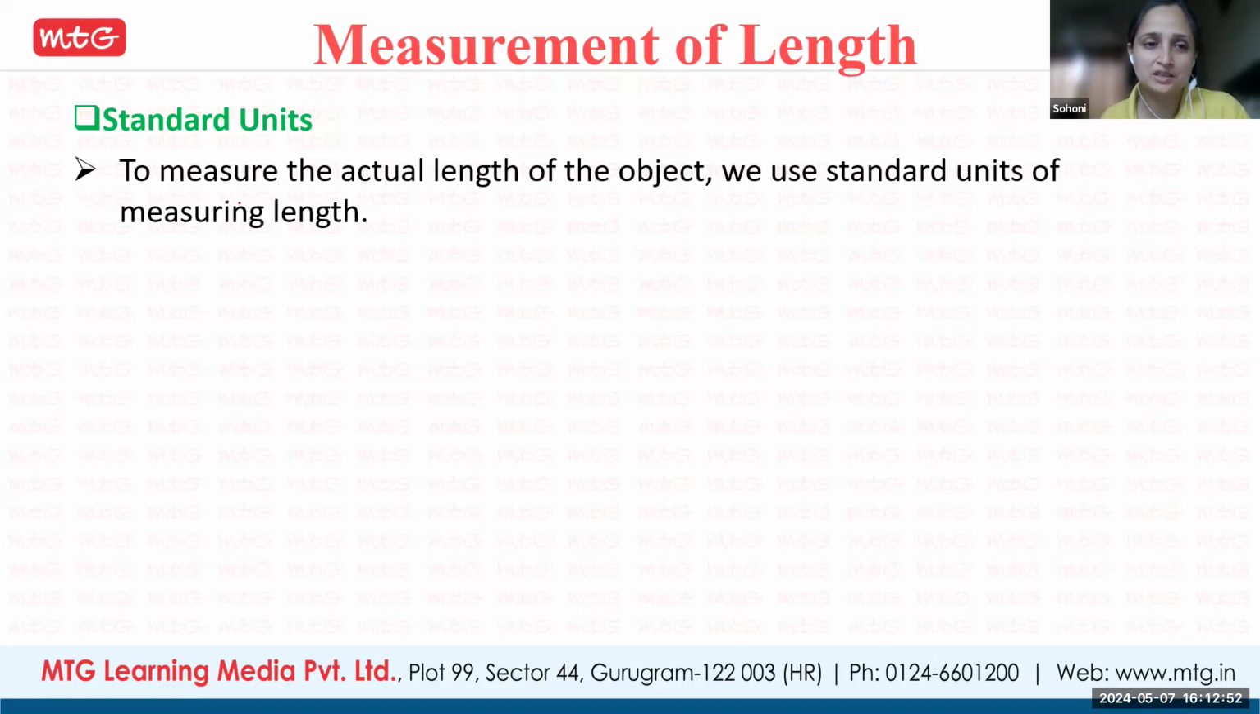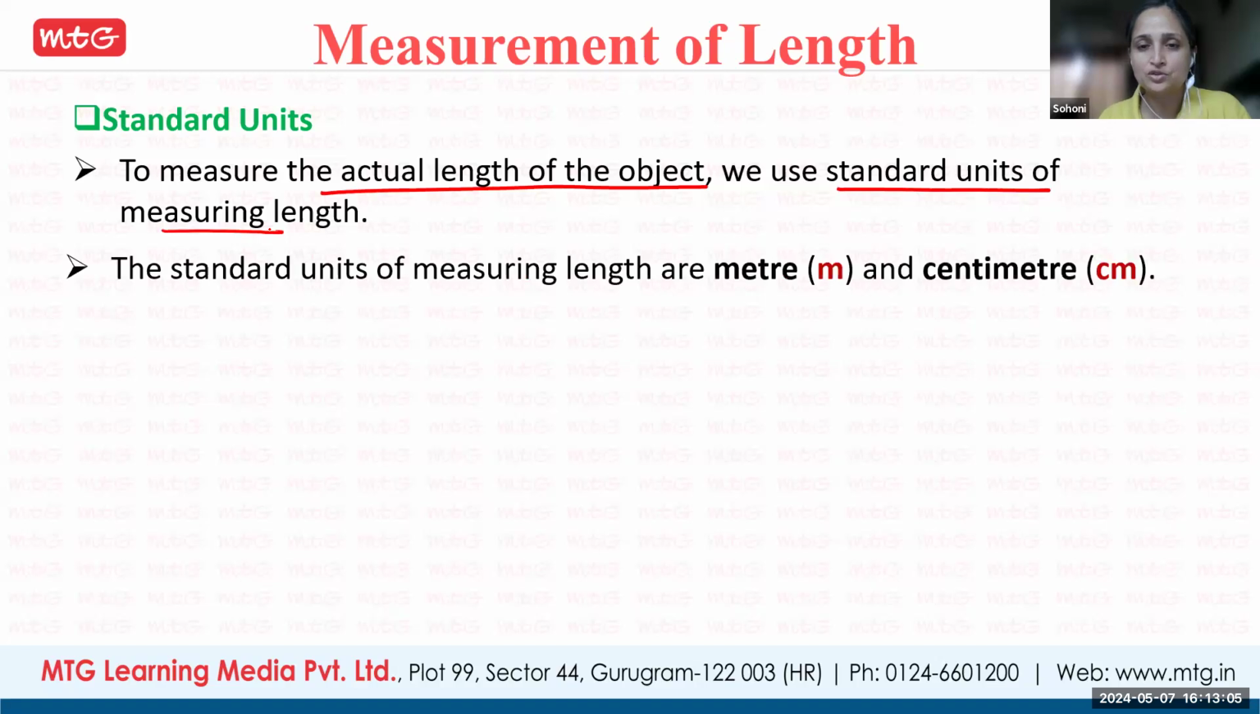So standard units are to measure the actual length of the object. What is the actual length we have to find? That we can find using standard units only. So the standard units of measuring length are meter and centimeter. Meter we represent by small m and centimeter we represent by cm.